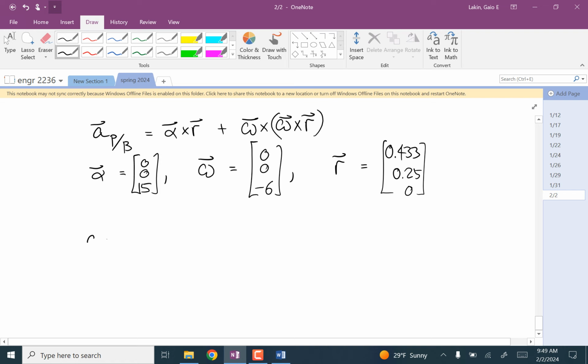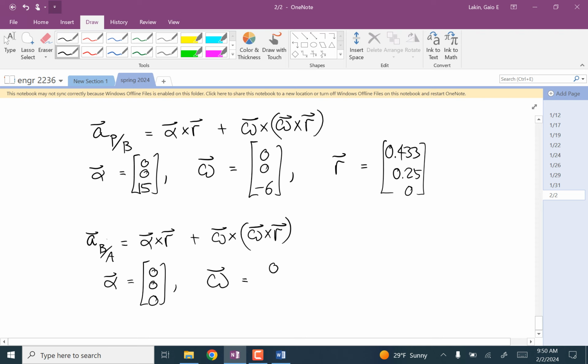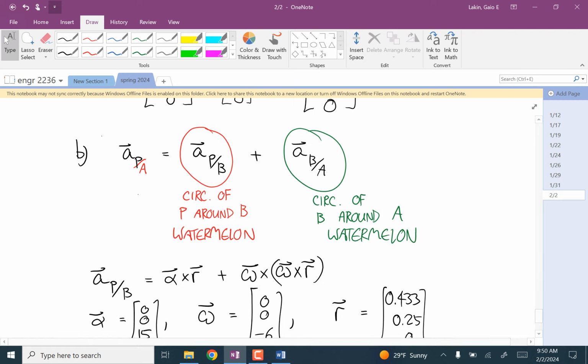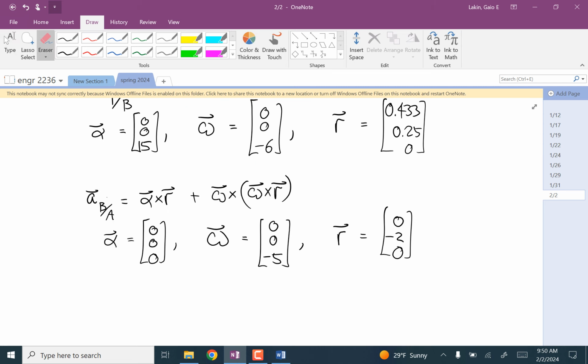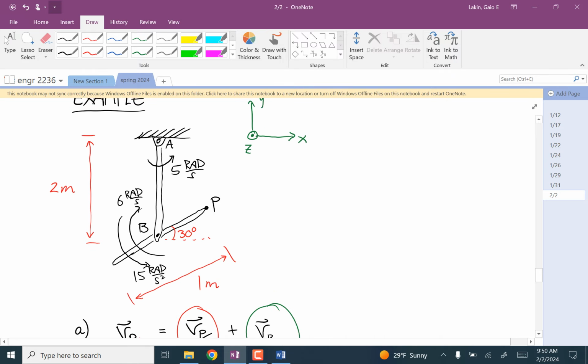And then to calculate the acceleration of B relative to A, that's the watermelon equation. This is the one that has an alpha equal to 0. This one had an omega of 0, 0, -5. And an R of 0, -2, 0. Would it be positive? Yep. Yes, +5.